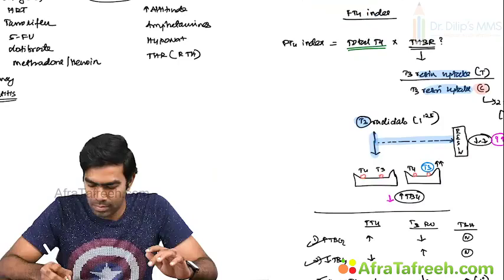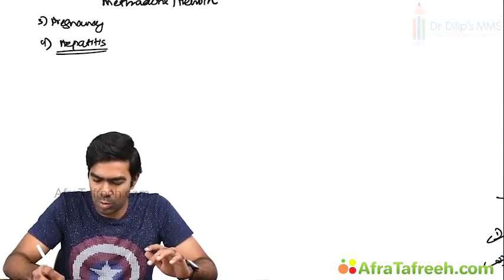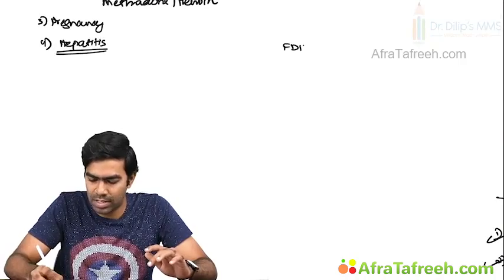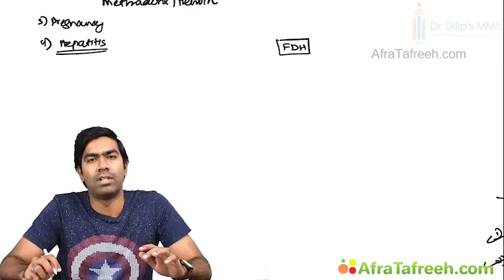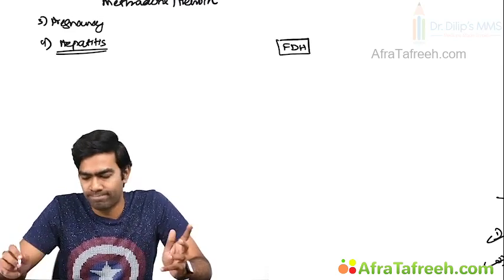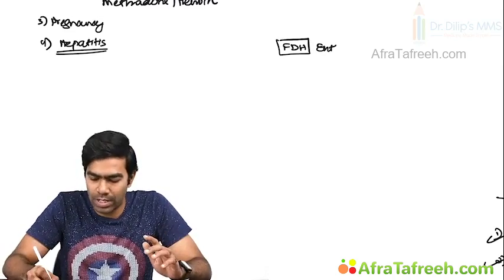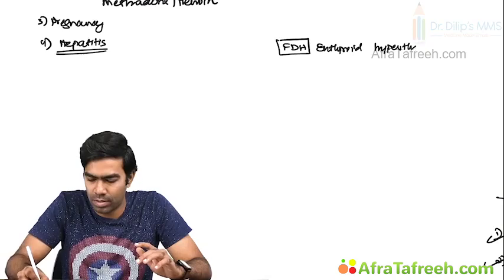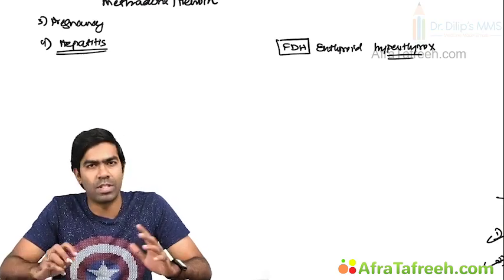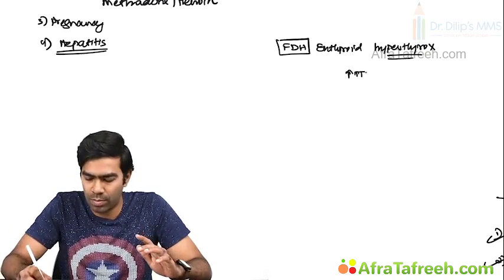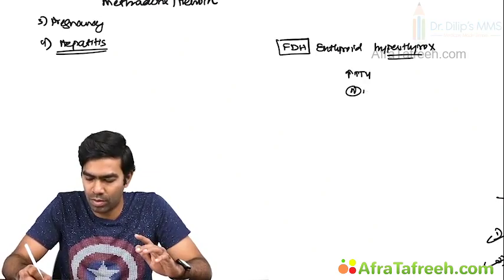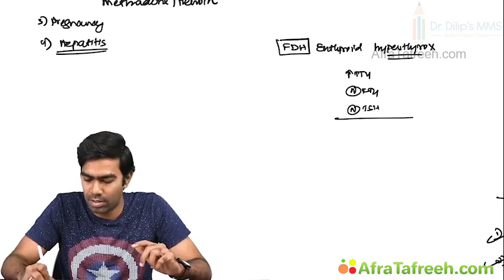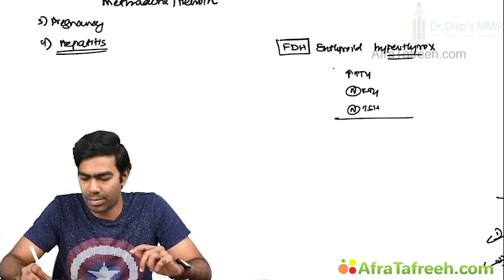So clear? I purposefully didn't tell about one important disease, that is familial dysalbuminemic hyperthyroxemia. This is a condition that is classified under euthyroid hyperthyroxemia. So what you expect is that your total T4 will be high, while your biological free T4 and TSH must be normal. That's what you expect. Yes, that's what happens here as well.